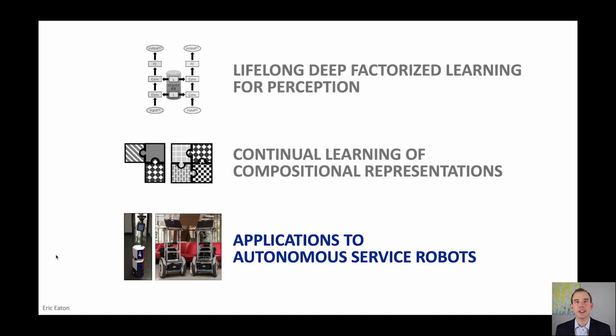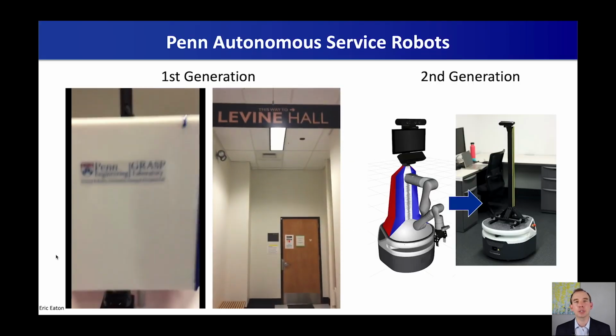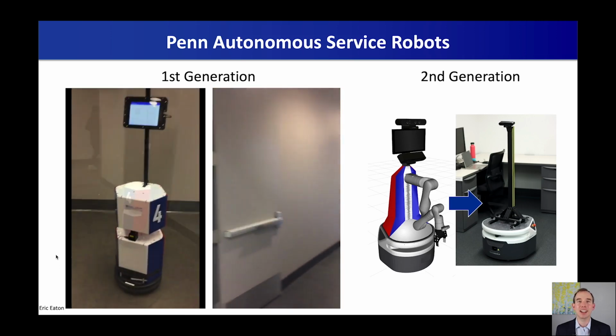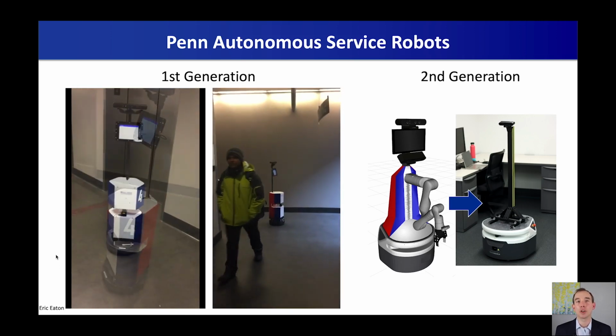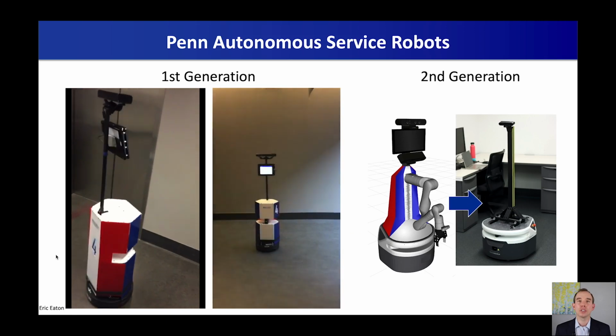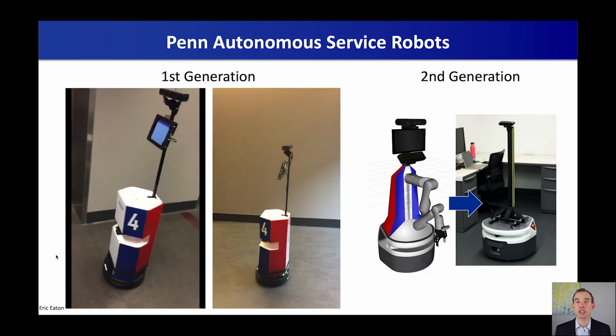Thank you, Jorge. For the final portion of the talk, I'd like to discuss our ongoing efforts to take these algorithms for continual learning of perception and action and move them onto autonomous service robots. At Penn, we've developed a small fleet of autonomous service robots that are designed to serve as a test bed for lifelong learning algorithms. On the left, you can see our first generation robots.